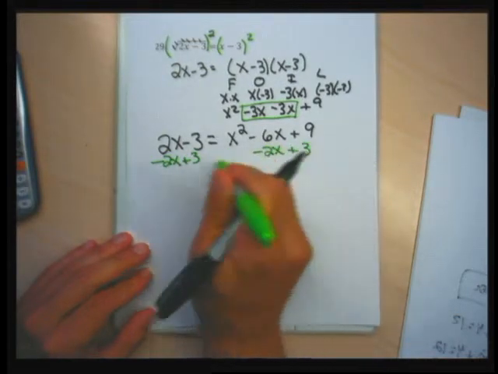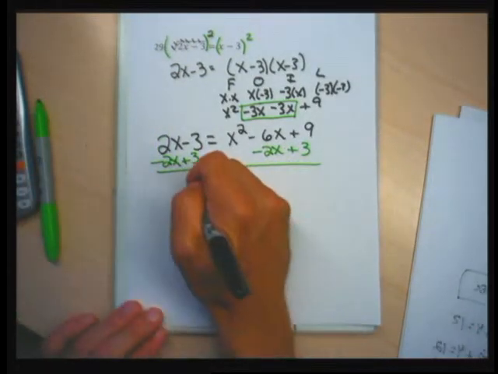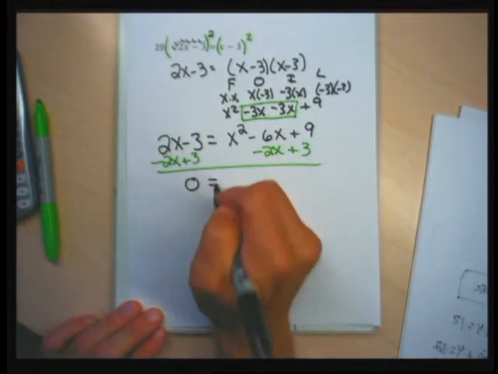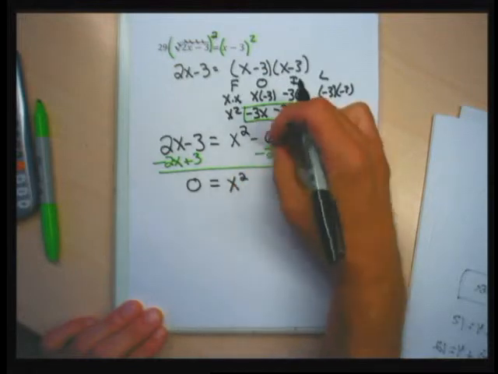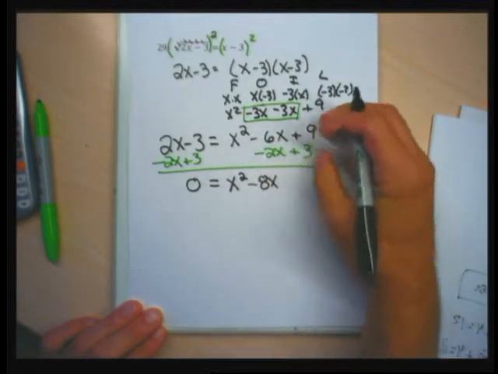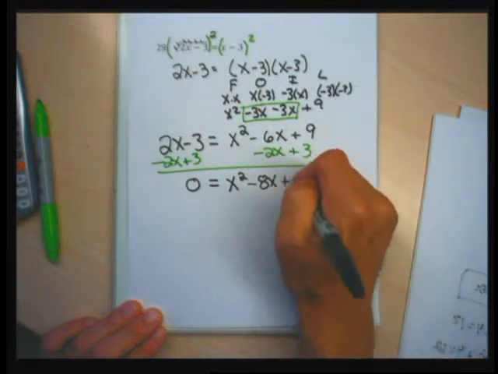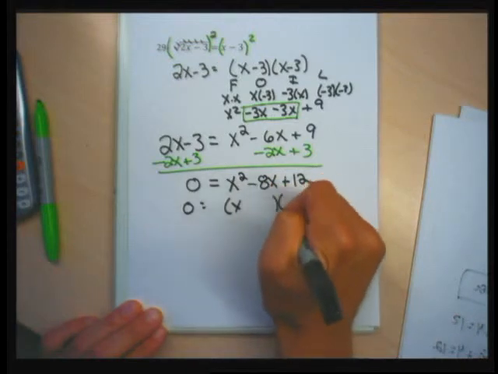So I'm going to take the time to get this problem set equal to 0 by minusing 2x and adding 3 to both sides. On the left side, when I minus 2x and add 3, I cancel the 2x and the 3 and I get a 0. On the right side, the minus 6x and minus 2x combine to be a minus 8x. The positive 9 and positive 3 give me a positive 12.